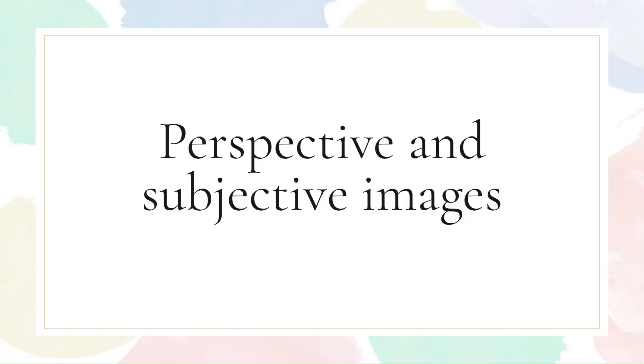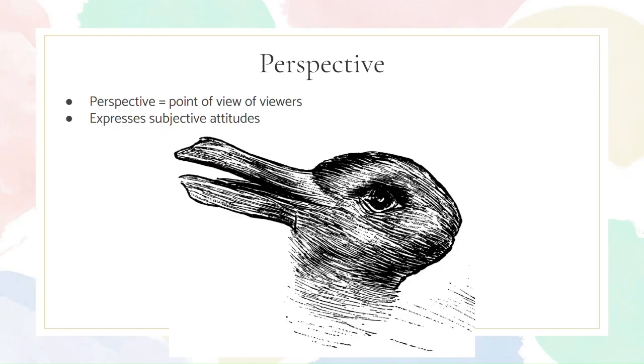So we're moving to the next part, which is perspective and subjective images. Subjective images is actually embedded within perspective images, so we'll go through it one by one. We'll start with perspective images. Perspective is where the images can create relations as well, and it is considered as the point of view of the viewers. Now, this expresses the subjective attitudes towards the participants of the image.